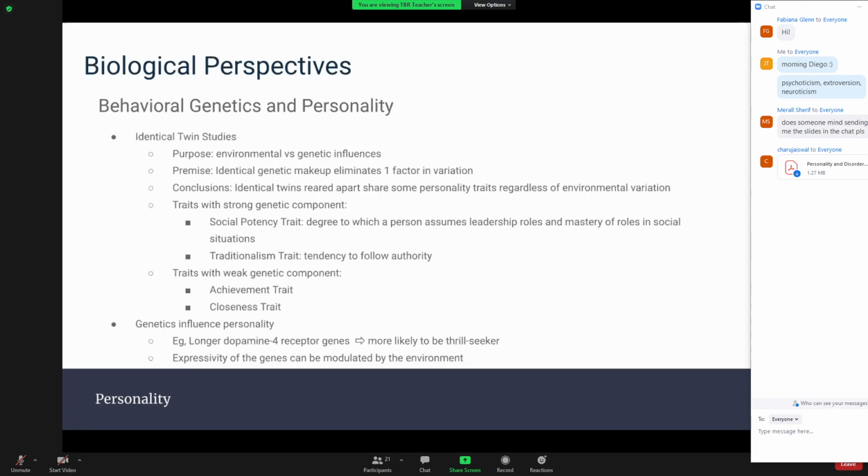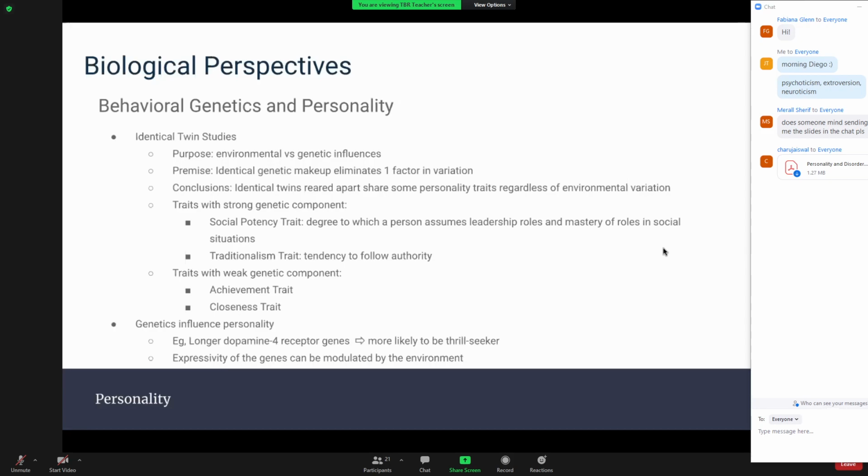There are two traits that are shown to have strong genetic components, meaning that there is lots of evidence that genetics are a driver for it. One is the social potency trait, which I've described right there as how a person assumes leadership roles and how they assert themselves in social situations. And the other one is traditionalism, so whether they tend to follow authority.